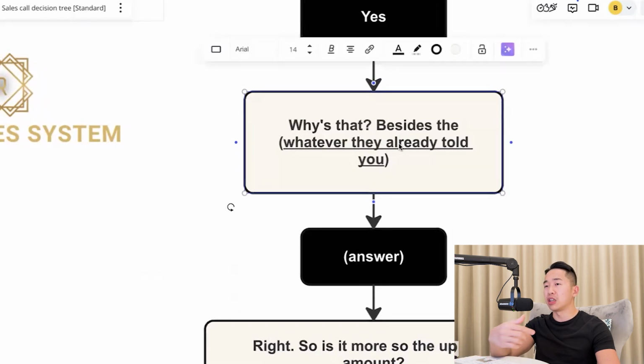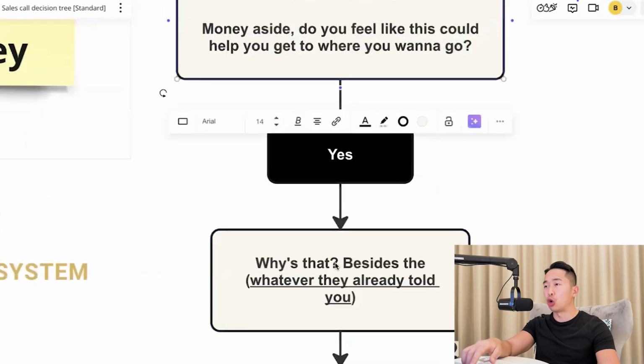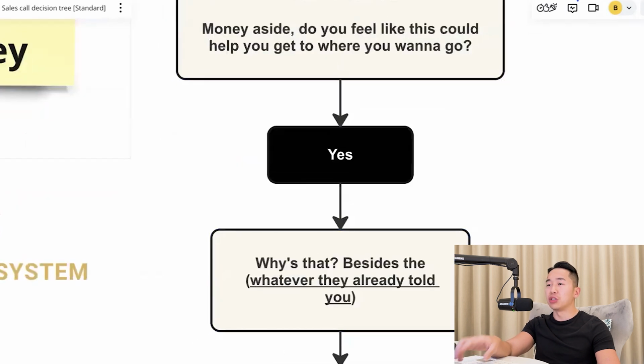The whole point of asking why they feel like this could help them get to where they want to go is because now what we're doing is, number one, isolating the real objection. Now, what are objections? Objections are simply concerns, okay? So it's not this evil thing. We don't need to go crazy. It's not like prospects' mindsets are bad. Yeah, maybe not, right? So it could be a genuine logistical reason.